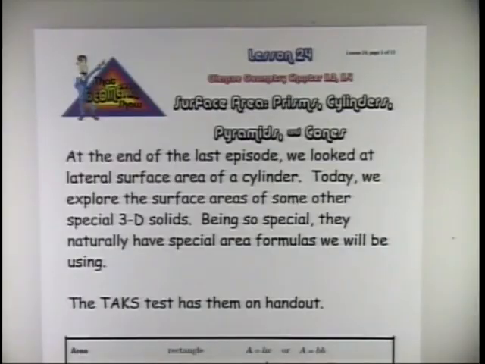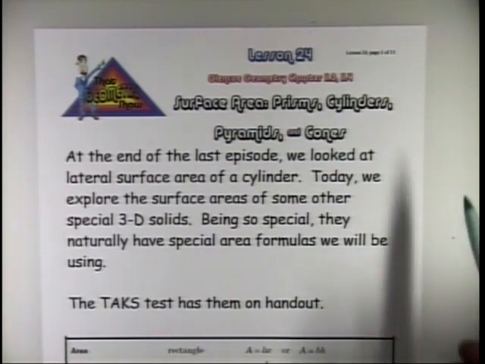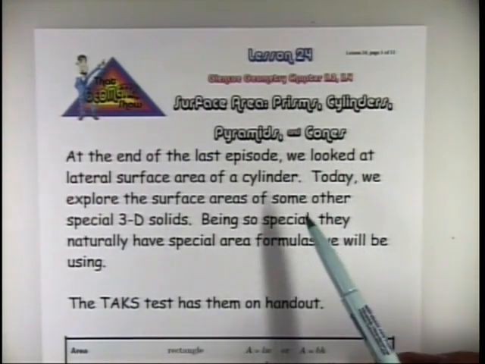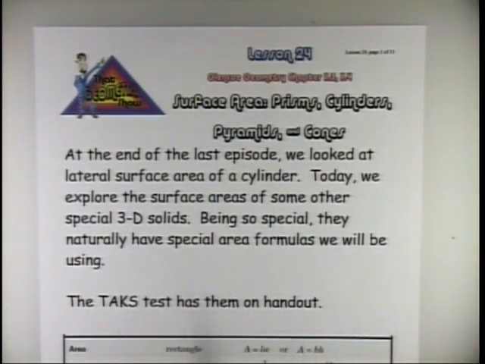Let's learn. All right, lesson 24. This is going to go along with your textbook sections 3.1, 11.3 and 11.4. Today: surface area of prisms, cylinders, pyramids, and cones. At the end of the last episode, we looked at the lateral surface area of a cylinder. Remember the pineapple juice? Today we're going to explore the surface areas of some other special 3D solids. Being so special, naturally, they have special names and special area formulas that we're going to be using.